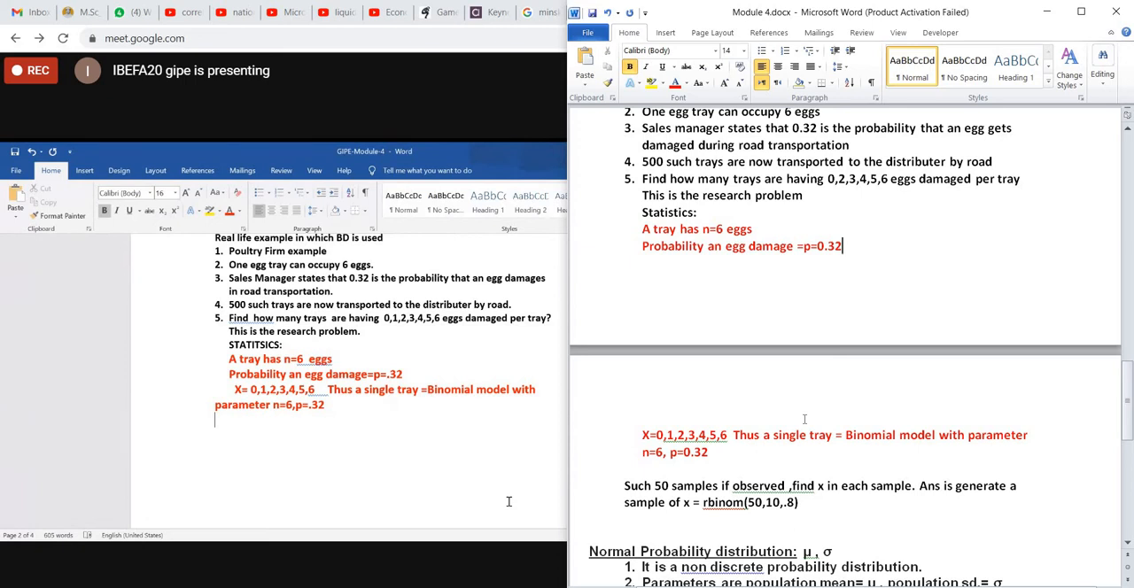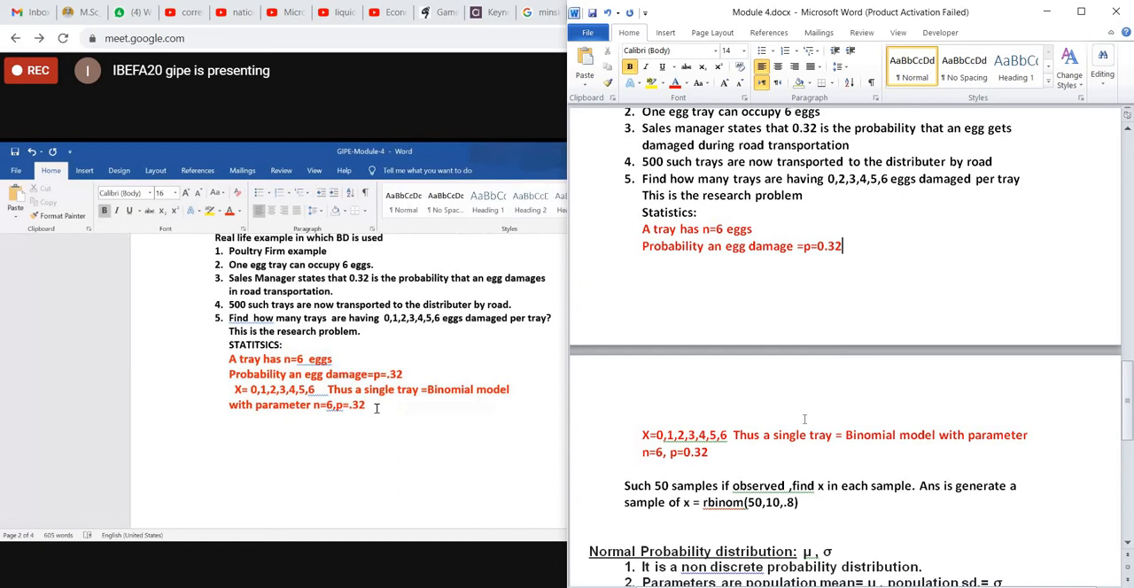Sir, can you please explain the last line? That is, thus a single tray is a binomial model, that part. Yes, that is what I say. One tray means 6 eggs. So when it reaches the distributor, all are good or all are bad or any number between 0 to 6 damaged.